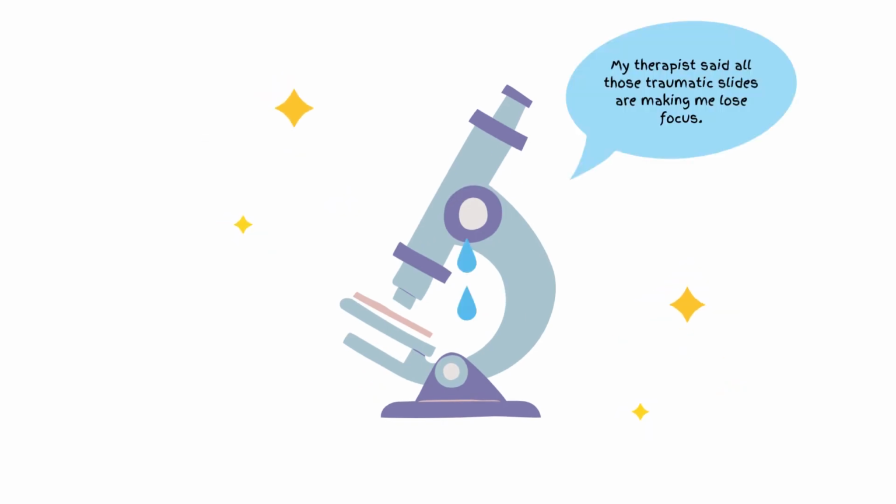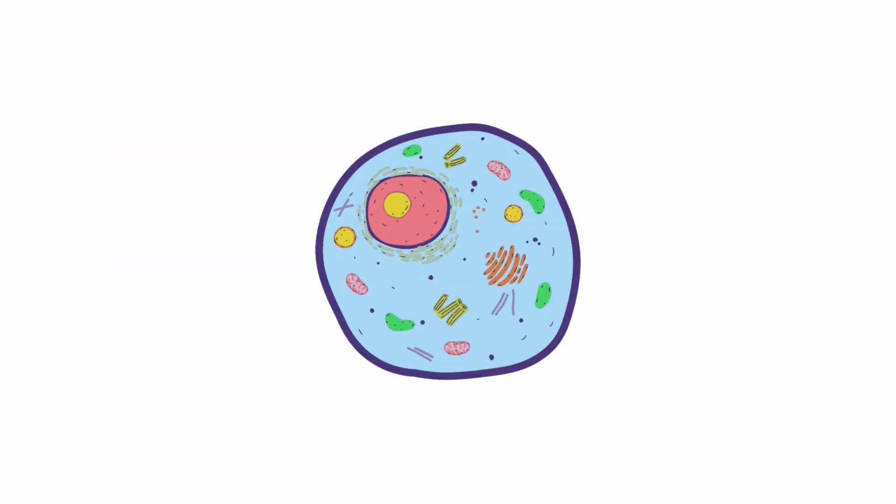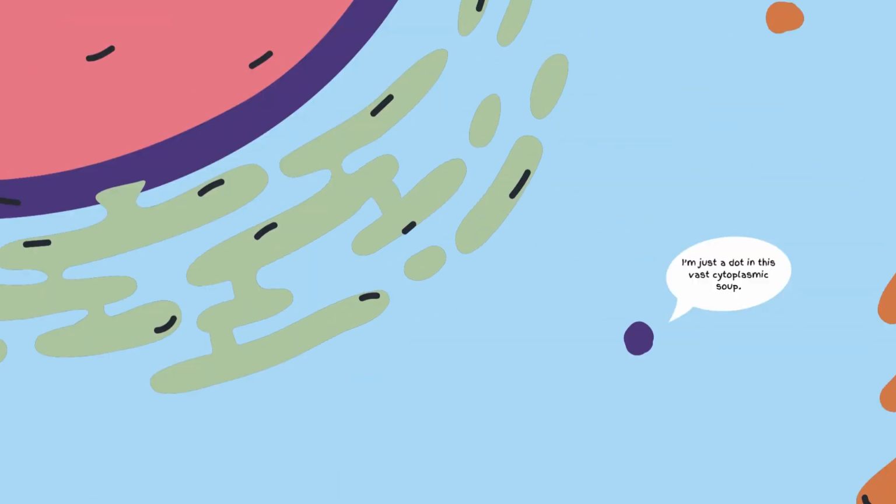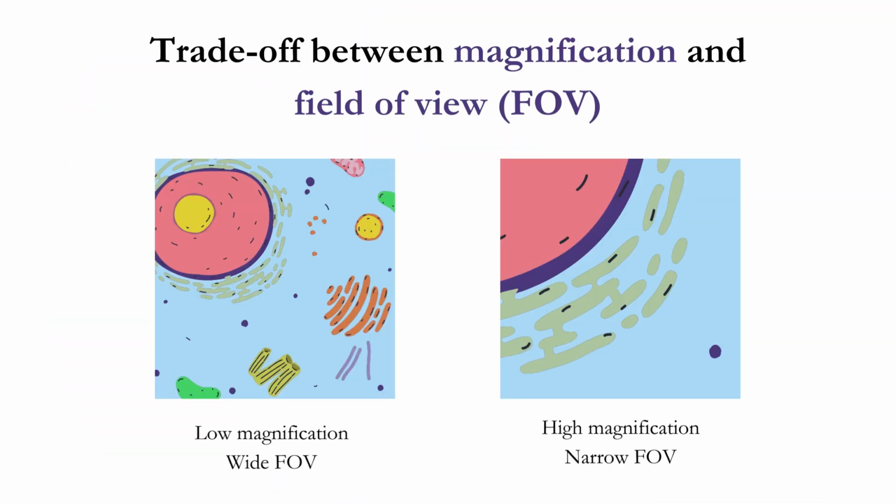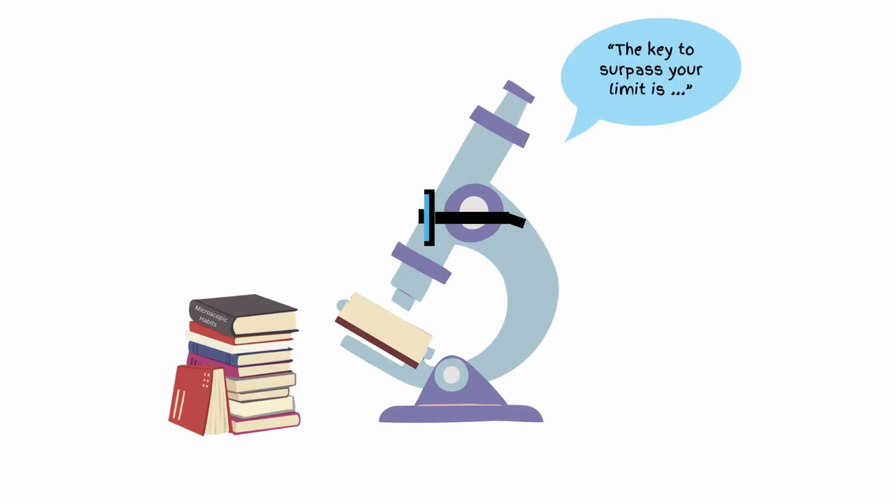This is a microscope. It is an optical instrument used to view tiny objects, such as a cell. Using a high-power objective allows a more detailed view of the sample, but it limits the area that can be seen. This trade-off between the magnification and field of view is a limitation of the microscope. The question now is, how can we increase the resolution of a microscope while maintaining a wide field of view?